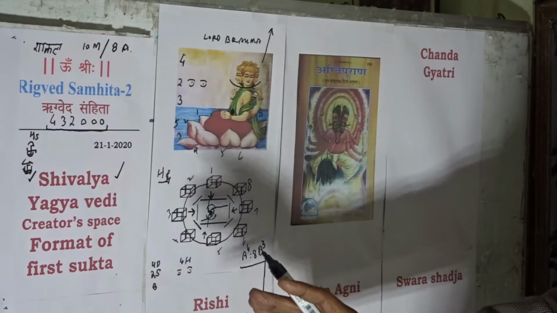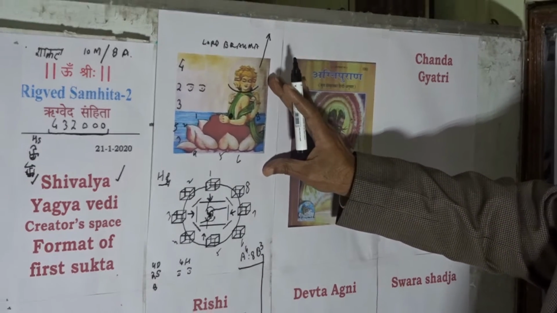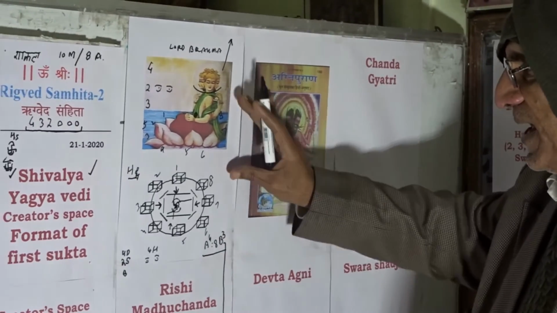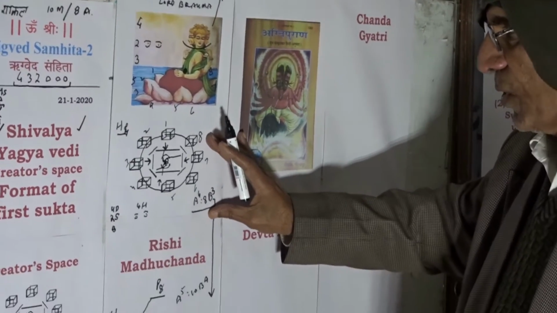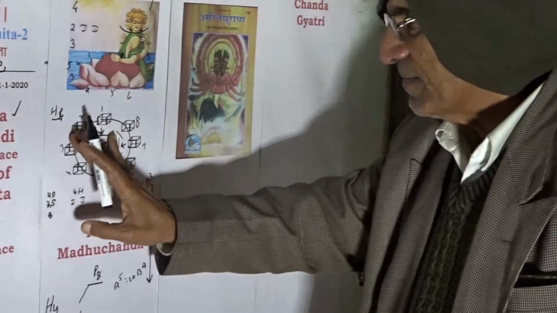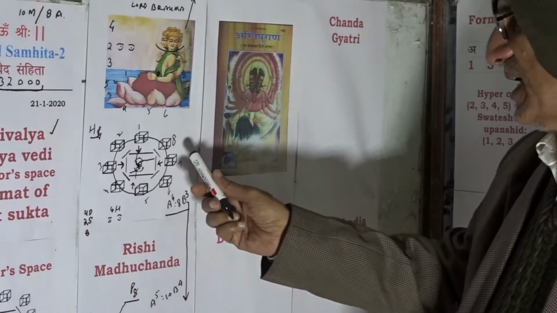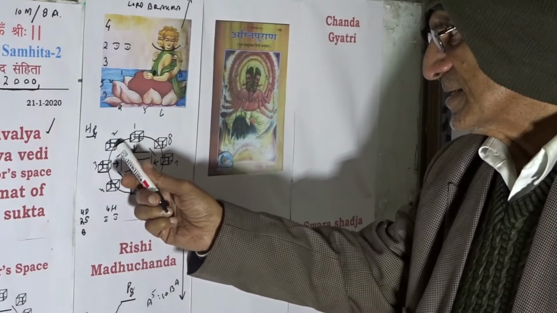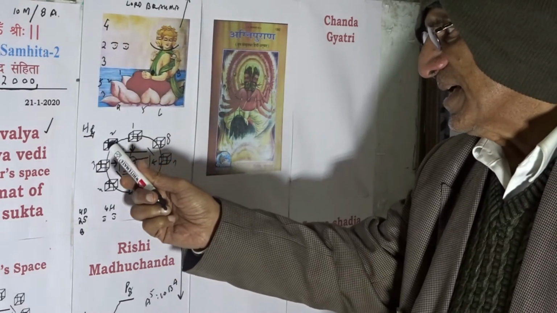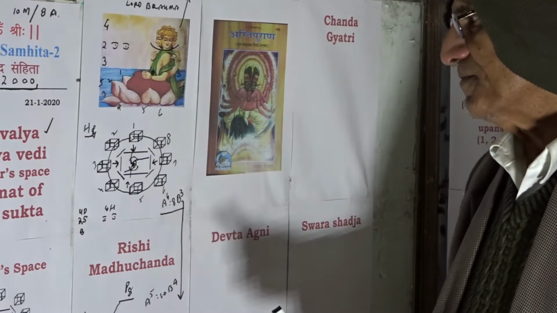We can start with the idol format features of Lord Brahma as hypercube of 4, as 4 space enveloped within a solid boundary of 8 components. These 8 components together synthesize a solid boundary of a creator's space.